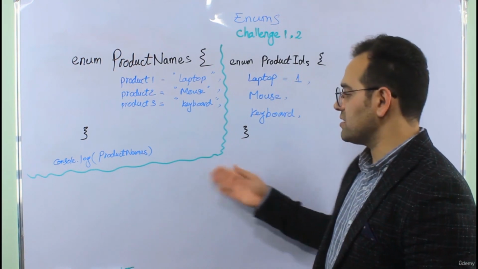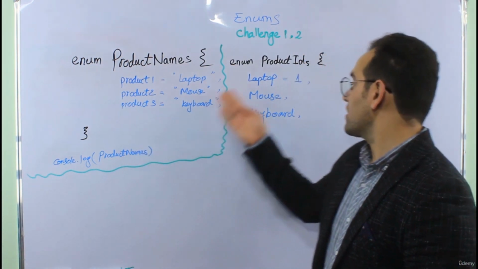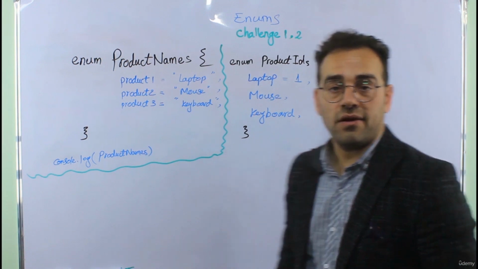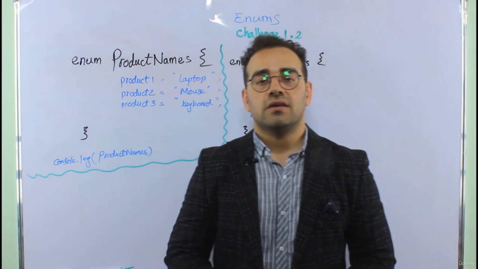And the way that you can log it, you can basically say instead of product names, you're going to say product IDs. And that's it. It's very simple. So that's it for this challenge.